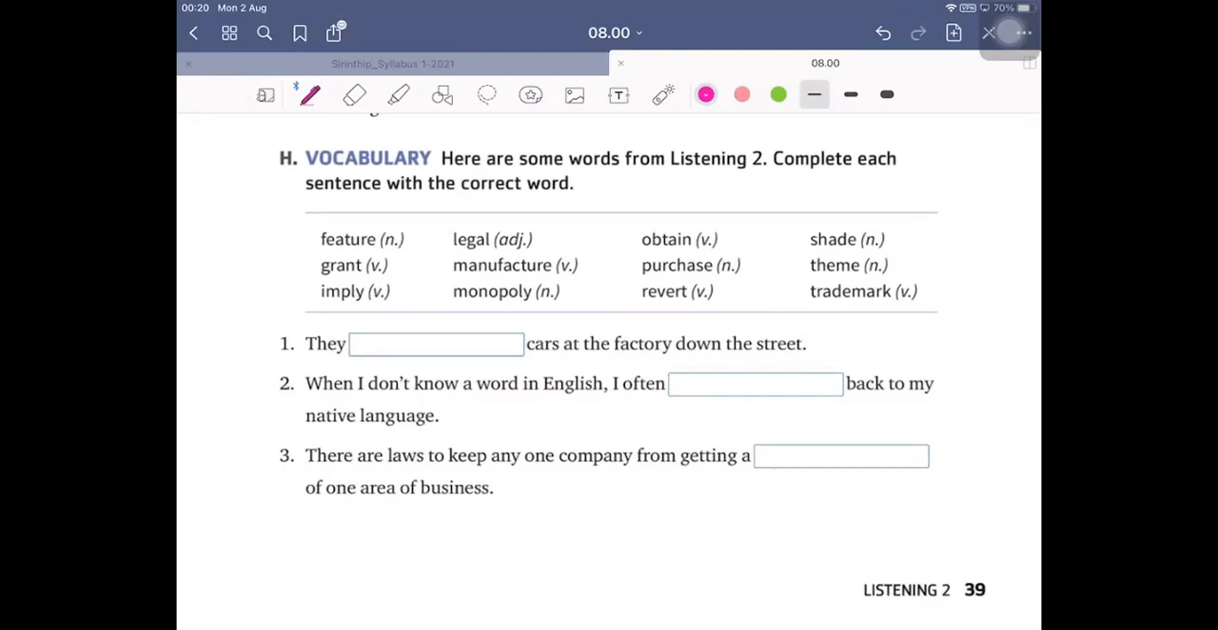So I'm going to go through the answers now. I hope that you have paused the clip and done it yourself already before you go through this with me right now. Okay, so number 1, they manufacture cars at the factory down the street. So they produce cars, they make cars. Okay, same thing.